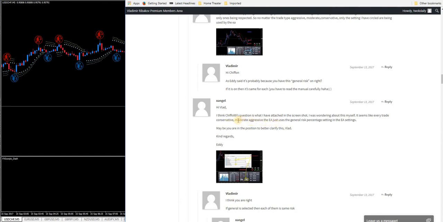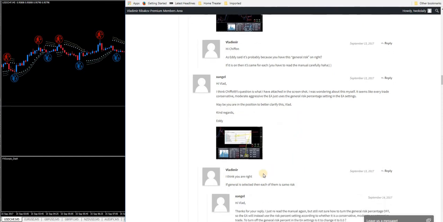All right, I think Shifo99's question is what I have attached in the screenshot. I was wondering about this myself. It seems like every trade, conservative, moderate, aggressive, the EA just uses the general risk percentage setting in the EA settings. Maybe you are in the position to better clarify this. I think you're right. If general is selected, then each of them is same risk.